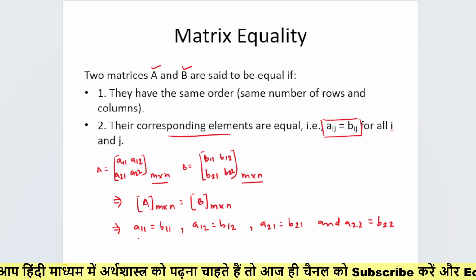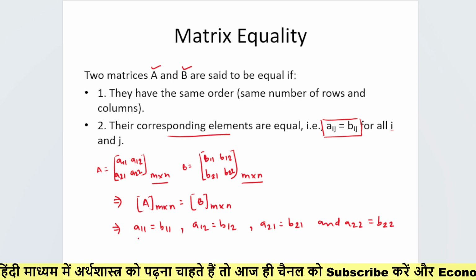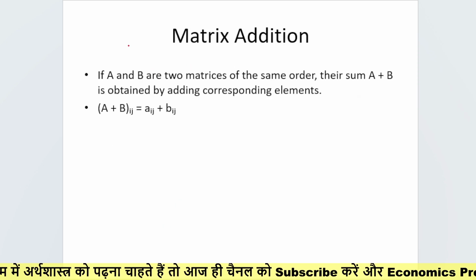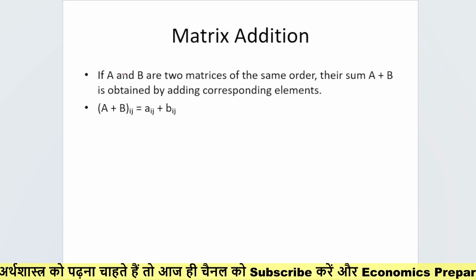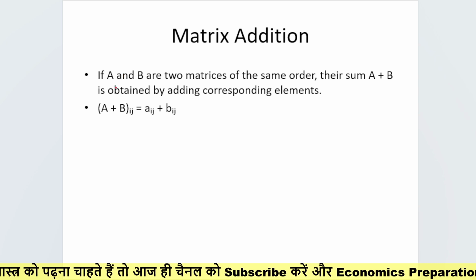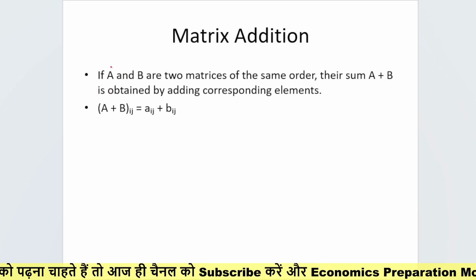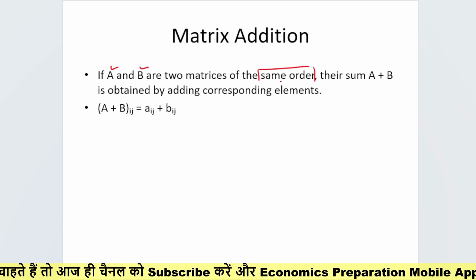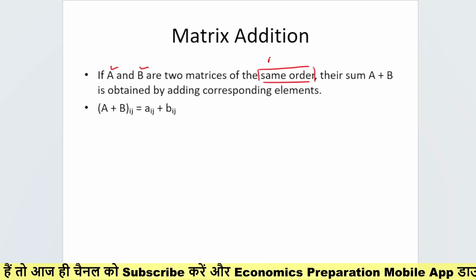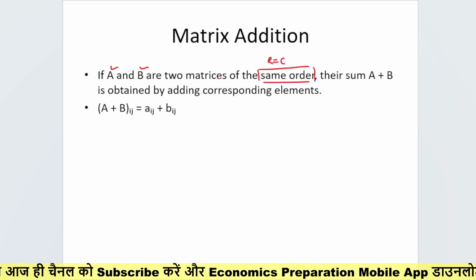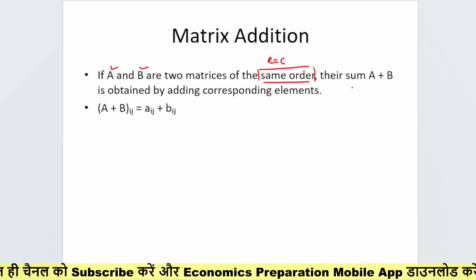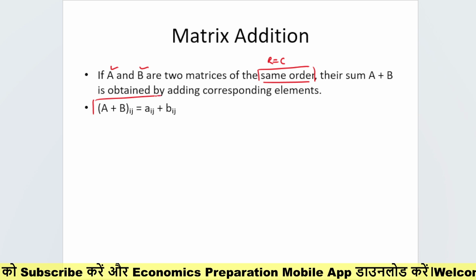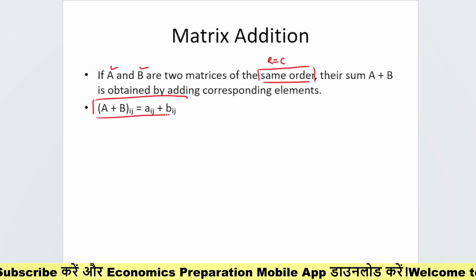Now let us move forward to matrix addition. Again, what is matrix addition? By matrix addition we mean that if we have two matrices A and B, both must have the same order. It means the number of rows and the number of columns must be equal for these two matrices. Then their sum will be defined like this. Now the sum of the two matrices will be defined like this.